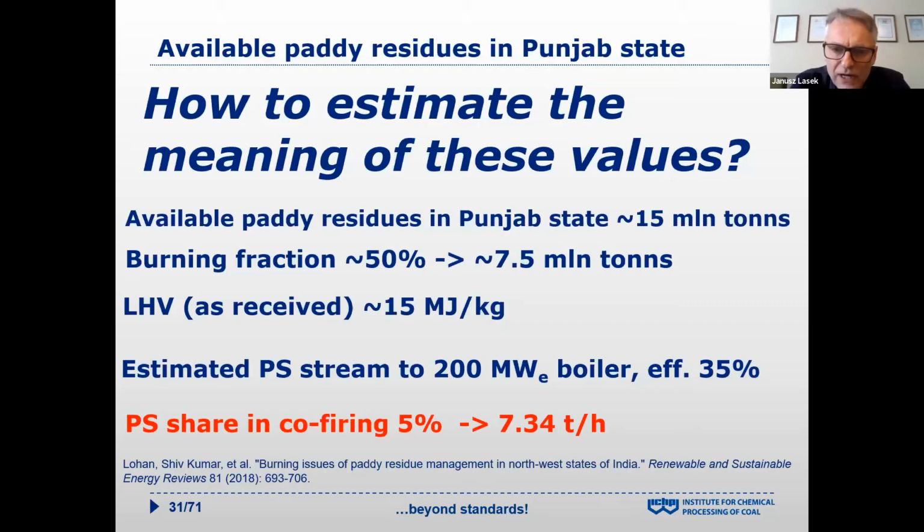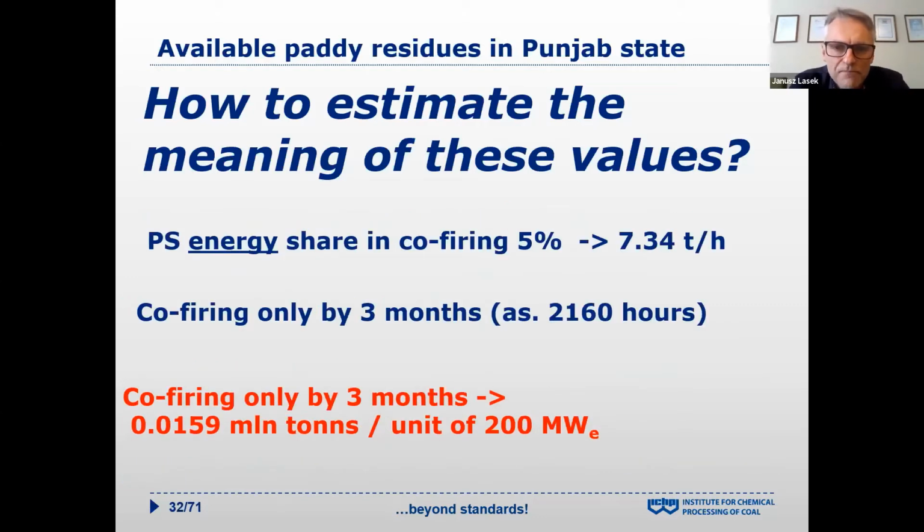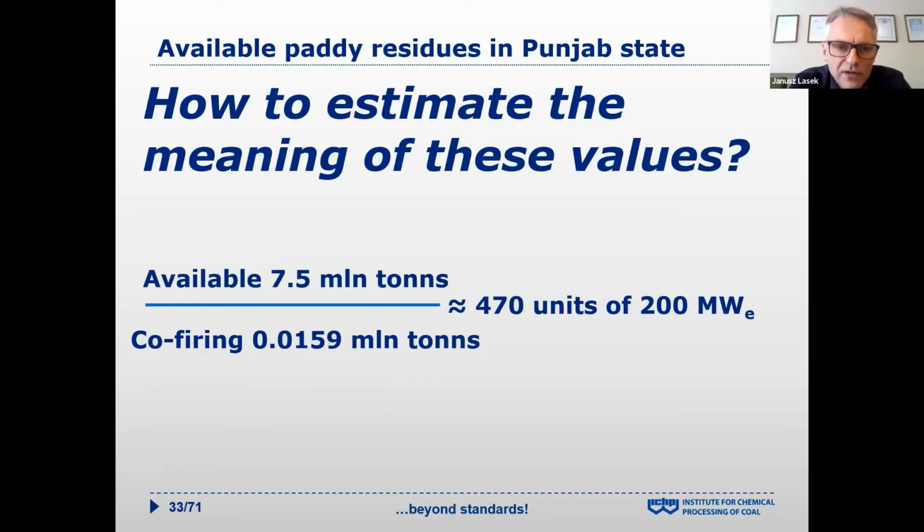So we calculated the flow of the paddy straw, and then we assumed that the co-firing could be done for 3 months of the season, not a whole year, in this unit of a size of 200 megawatts. And what was the result? Well, we would need 470 units of this 200 megawatts just to consume all this paddy straw from the Punjab state.